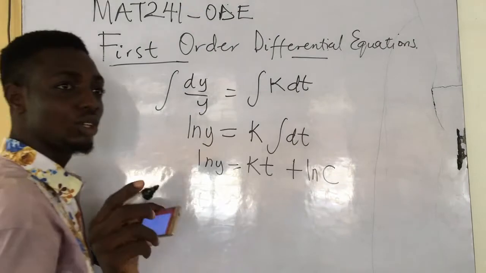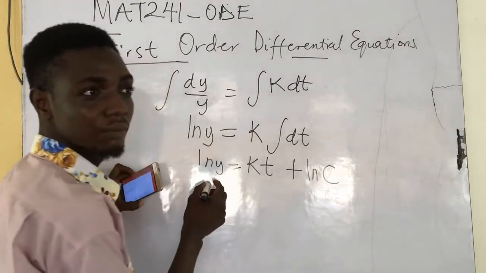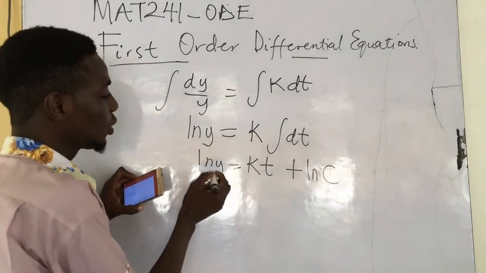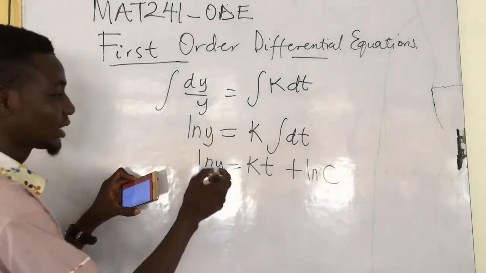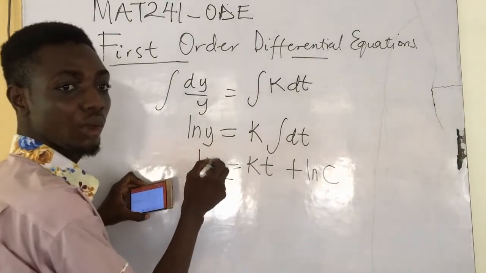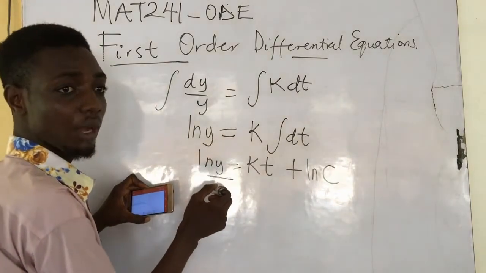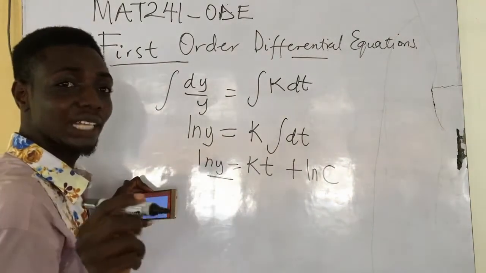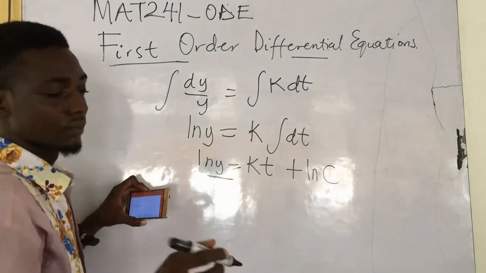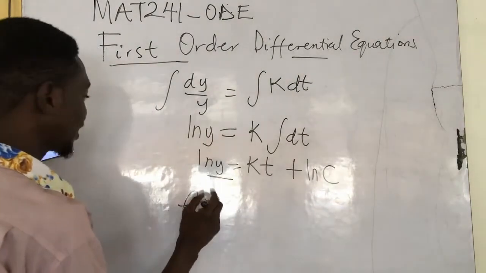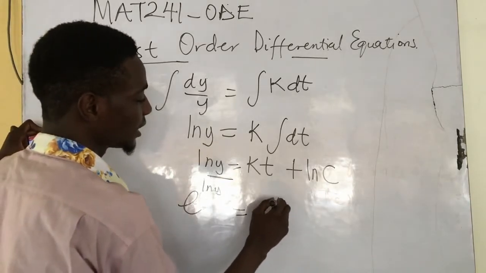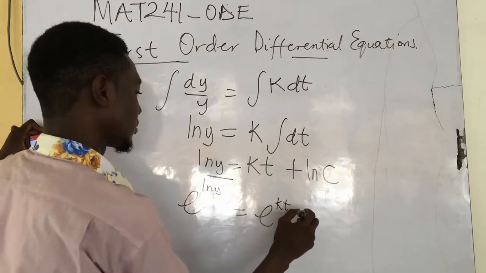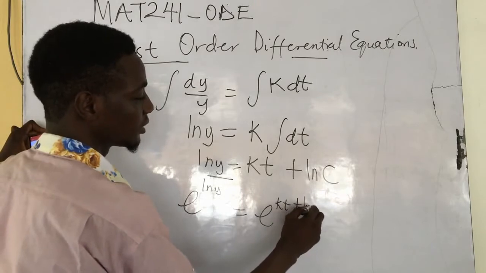Now, don't forget our aim is to find y. So what do we do at this point? We want only y on this side, so we want to isolate y. So we want this natural logarithm, this ln, to go away. How do we go about this? We take the exponents of both sides. So e raised to power ln y equals e raised to power kt plus ln c.